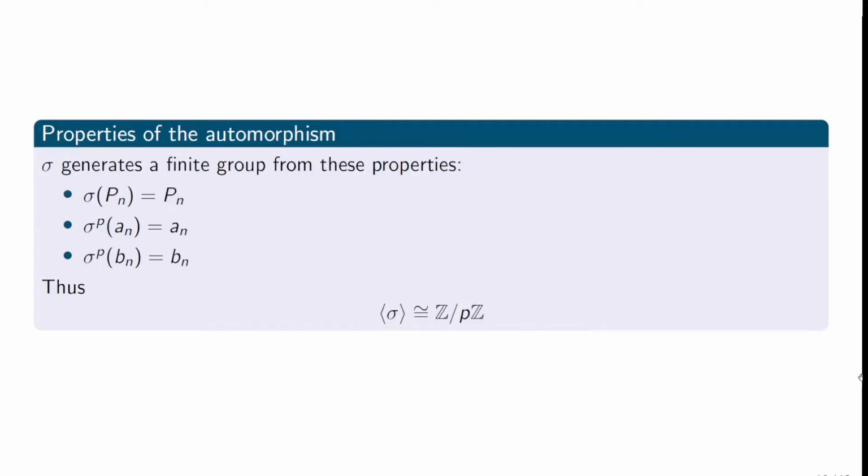Some of the things that are useful to see that: first of all, we can show that the group that sigma generates is a finite group from these properties. It can be shown that it fixes the polynomial P_n that we showed. It also fixes a_n if we take it to the power of p, and the same for b_n. As you can see, it is essentially a cyclic group isomorphic to Z mod p, so integers mod p, and the number of elements it has is just p.